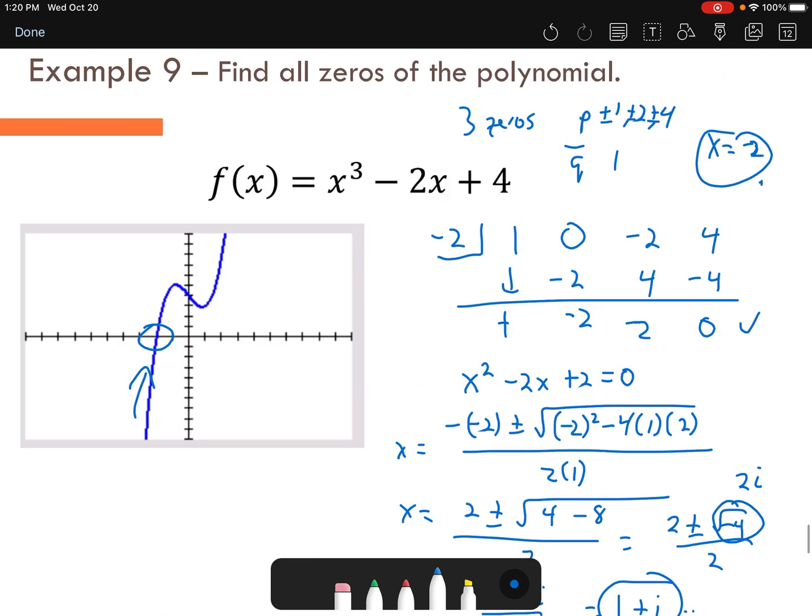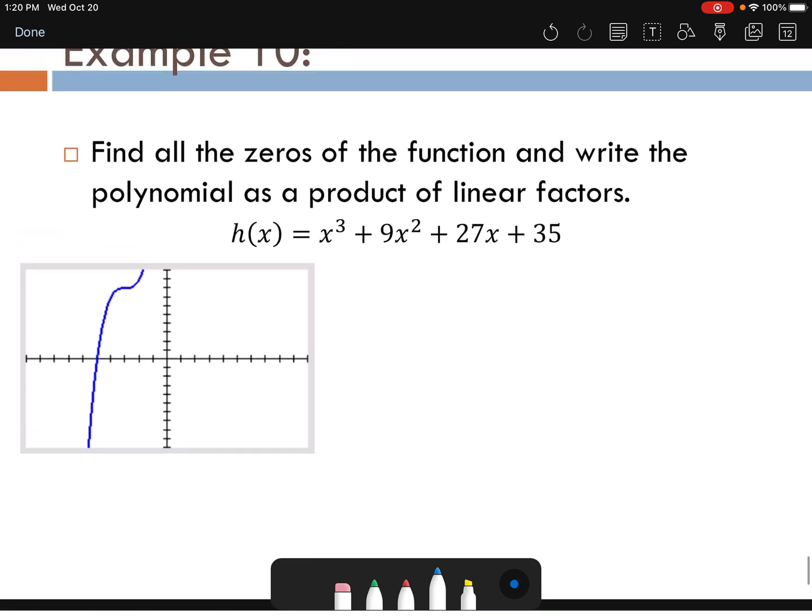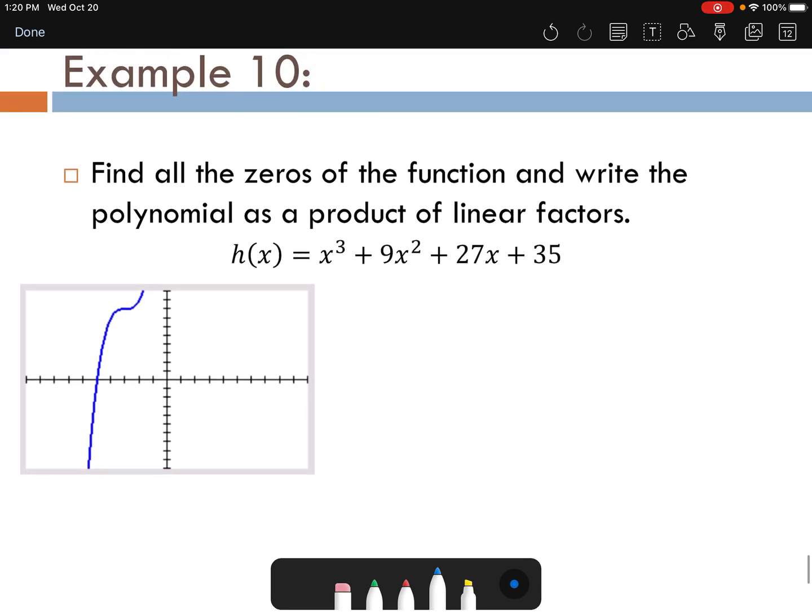Okay, now the next one, were we supposed to write the linear factors? Nope, we're supposed to find the zeros. Here we're going to write the linear factors. So let's do our P and Q business. 1, 5, 7, and 35, I believe. And our Q is just 1, so these are all our zeros. 1, 2, 3, 4, 5. Looks like negative 5 must be the answer.